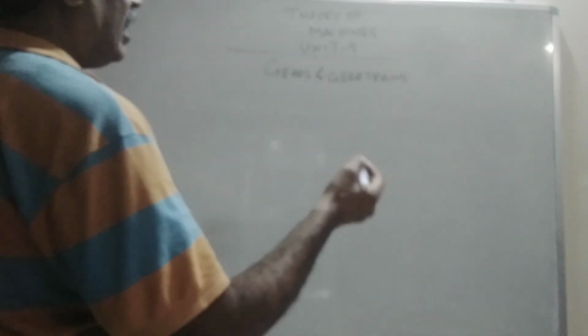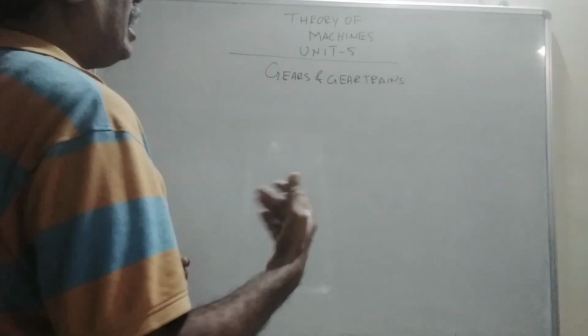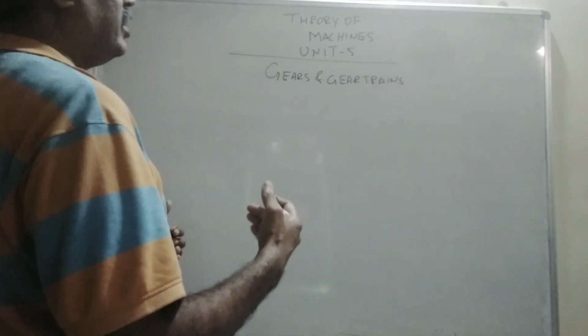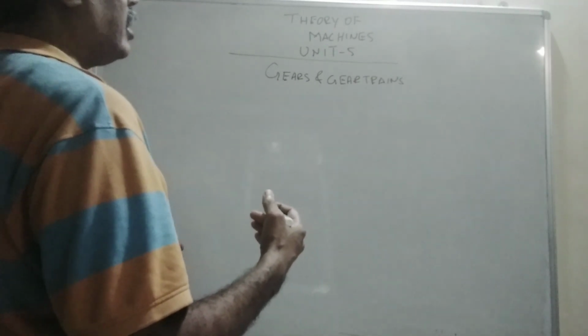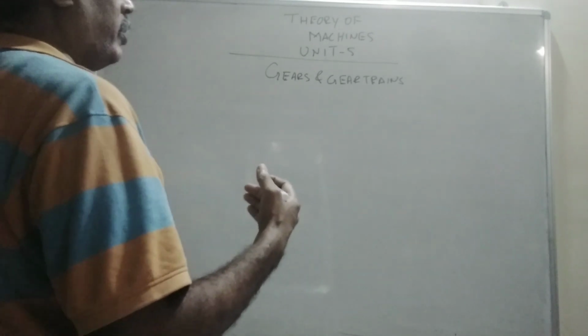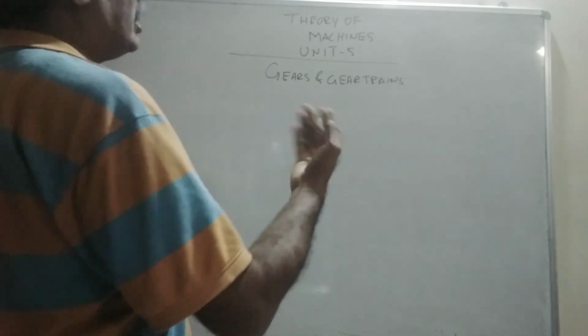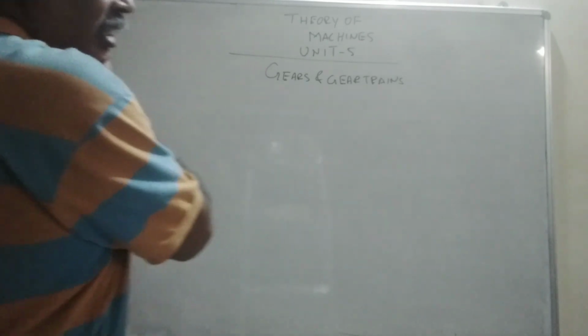Normally in automobiles, you'll say first gear, second gear, third gear, like that. Depending upon the gear, for a given engine input, rotation of the crank, the scooter or the moped or the automobile will be moving at different speeds. So that is about gears and gear trains.